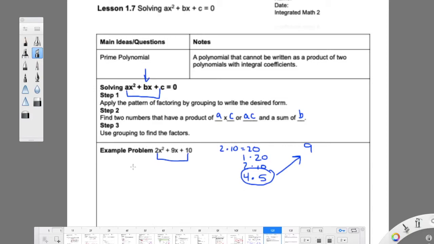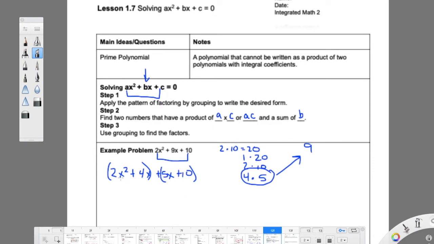When I rewrite this, I'm going to have 2x squared, and I'm just going to break this apart. So I'm going to have 4x plus 5x, instead of 9x. I broke it into 4 and 5, and then plus 10. So now we can group these. We have two groups, just like we did when we were factoring by grouping before. We have 4 terms, so now we can group and factor.